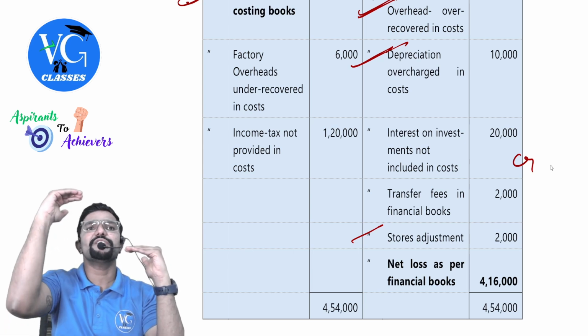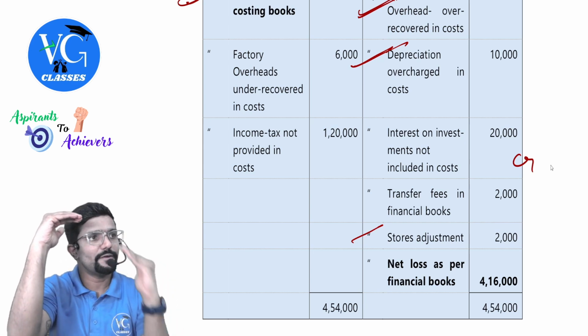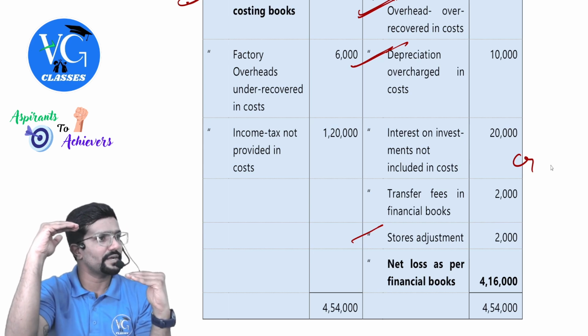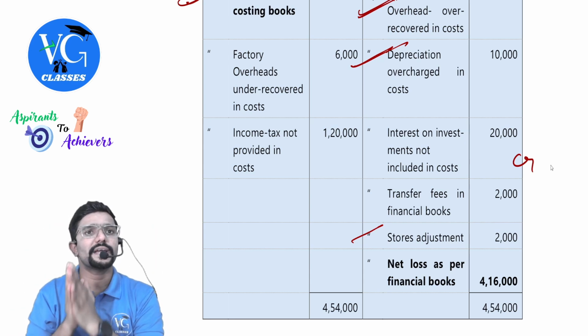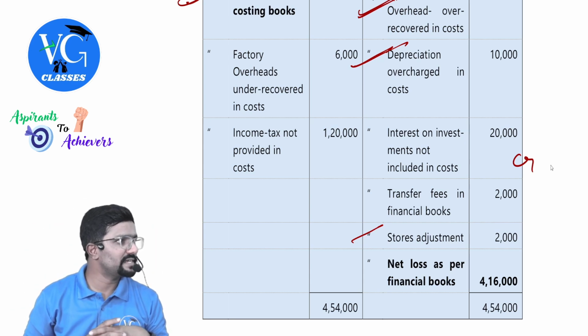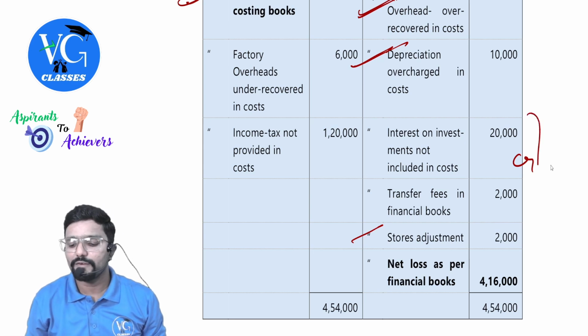Because of this, my financial profit has gone up. If I have to match my cost profit with financial profit, what should I do? Add. Anything to be added should be credited in the account. So we took care of all this.